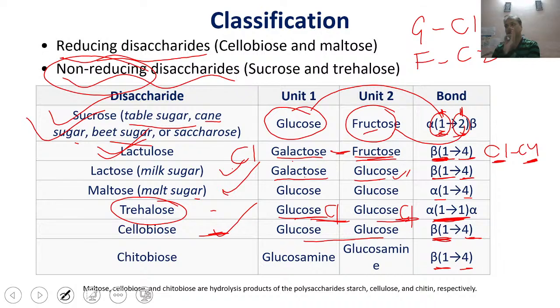So just look at whether the anomeric carbon is freely available or it is involved in the bond formation. If it is free, it will be reducing. If it is involved in the bond formation, then it is a non-reducing sugar.